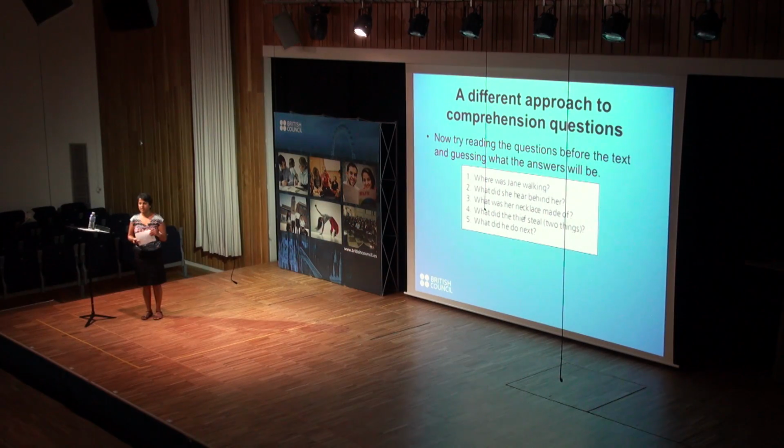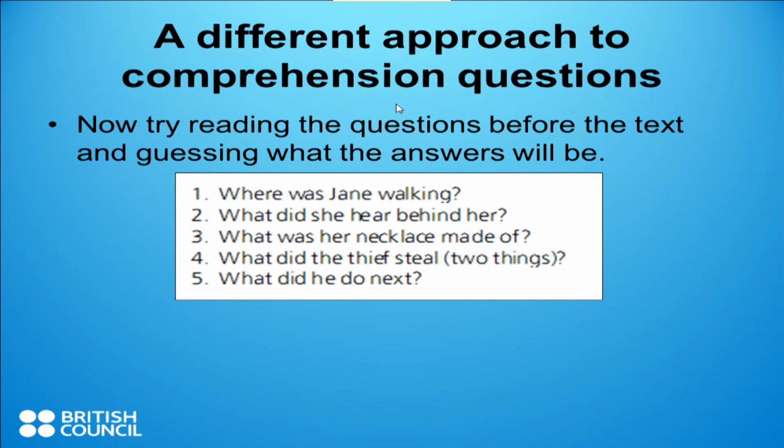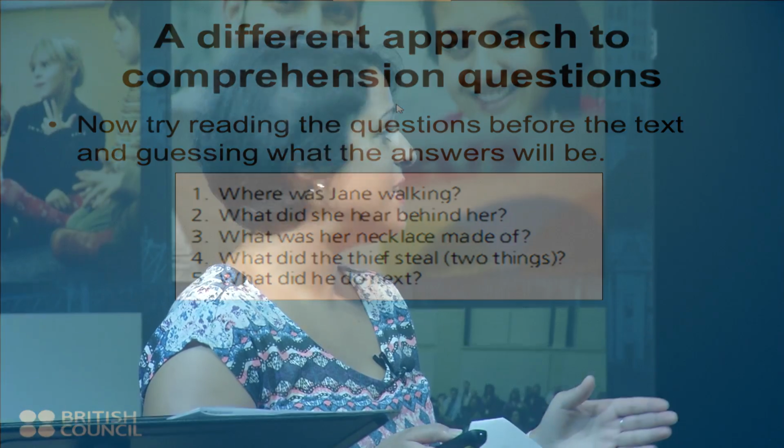So just think about what are the possibilities for the answer to that question. What was her necklace made of? What could it be made of? So you're thinking about materials, types of metals. What did the thief steal? Two things. Okay, so you have limited answers there that you could actually use. And what did he do next?